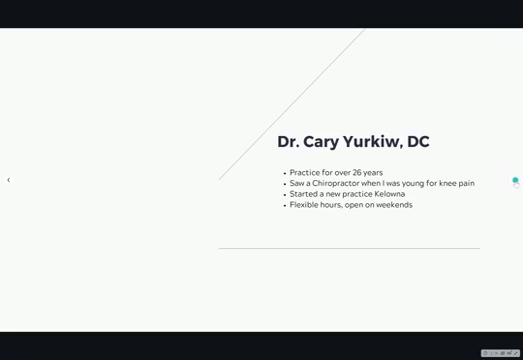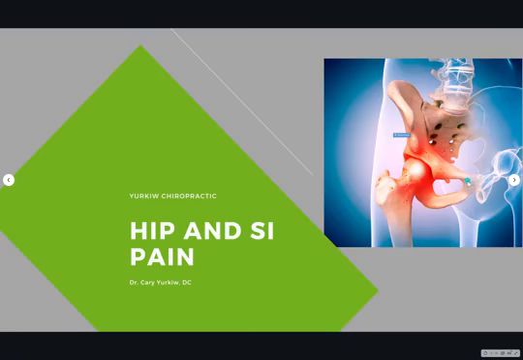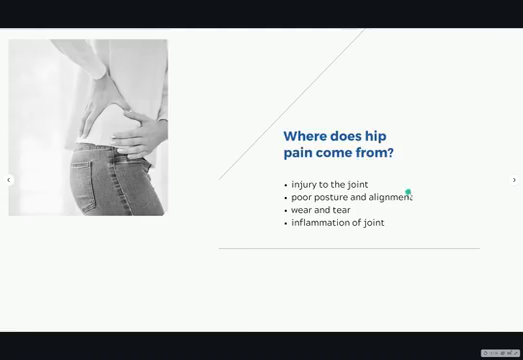We're open on weekends. Today we're going to talk about hip and SI pain, which is the sacroiliac joint right in this area here. Where does hip pain come from? Well, hip pain comes from injury to the joint. It can come from poor posture and alignment, from wear and tear in the area, or inflammation in the joint.